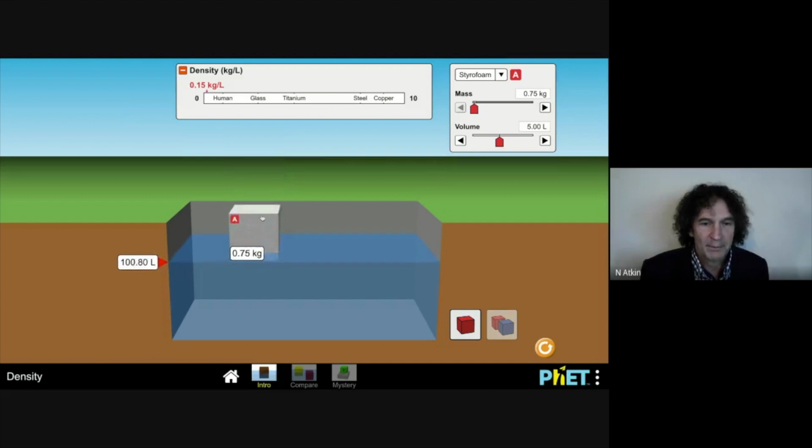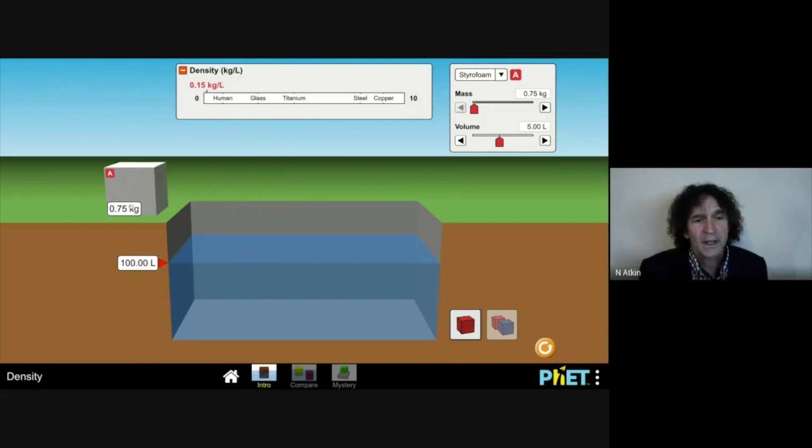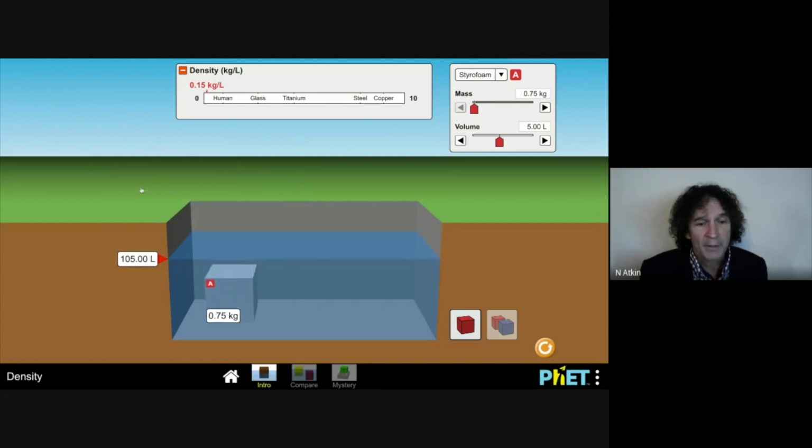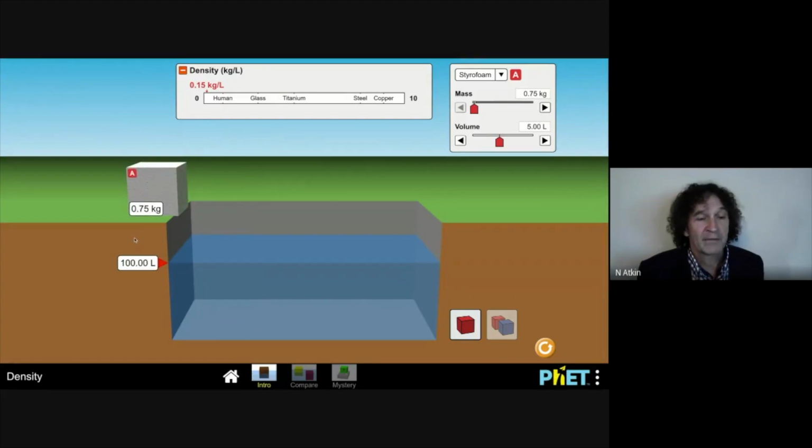It bounces up. If I want to measure its density, okay, I have a mass for it. To measure its volume, I had 100 litres to start with. When I put it underwater, 105 litres. So my volume is the difference between the 100 and 105, which is 5 litres. So if I were to do 0.75 divided by 5, it would give me 0.15.